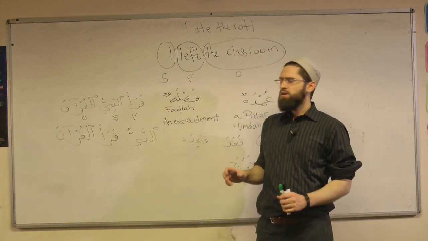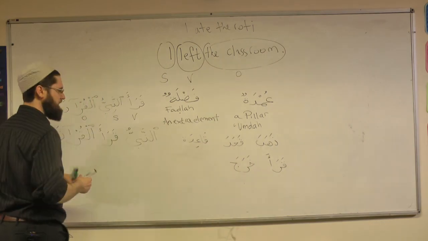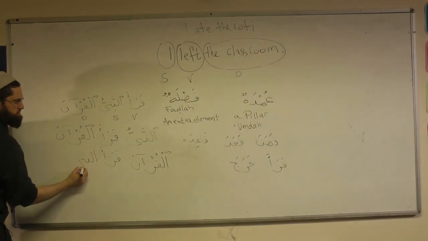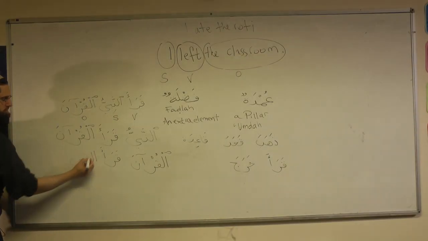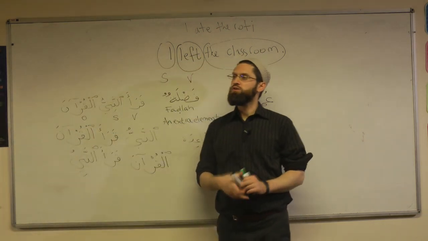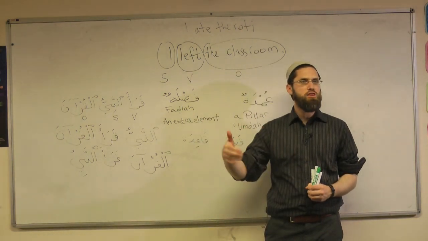Okay. Where were we? So there's one more. Well, there's more than that. There are many permutations and possibilities here, but I'll just do one more. Al-Qur'an qara'a an-Nabi. What does that translate as? Read by. No, yeah, good. I understand what you're doing. So Maryam made it a passive sentence. She said the Qur'an is being recited by the Prophet.